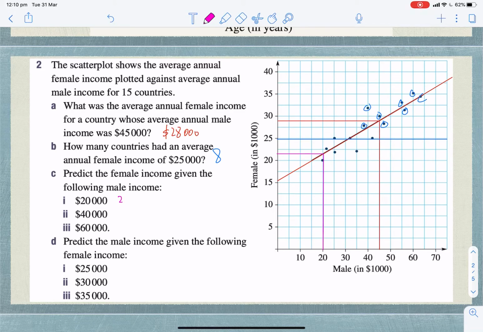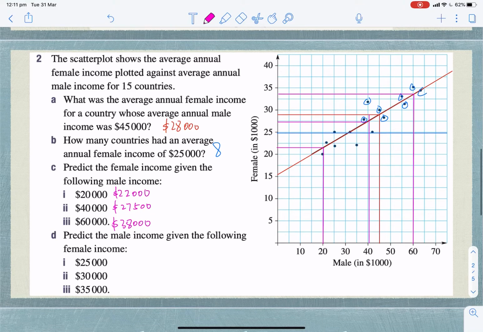20 for male, that looks like 22. 22 for females. Oh, they actually have higher. Anyway, for 40, now 40 is up here somewhere. So go from here to here, is about 27,500. Okay, it's close to that. 60, so 60 is here, up in here, and then we go across. It looks like what, 38? So 38.